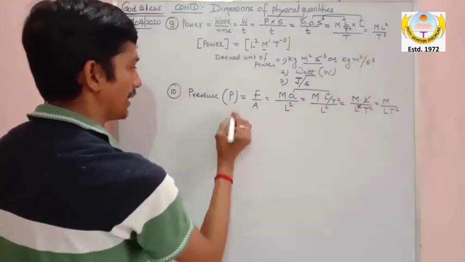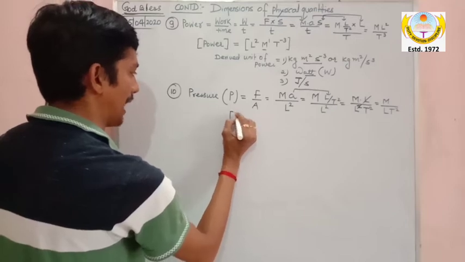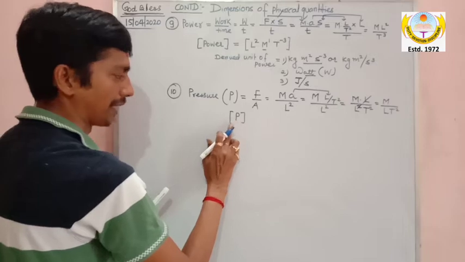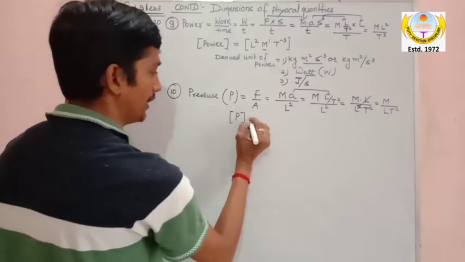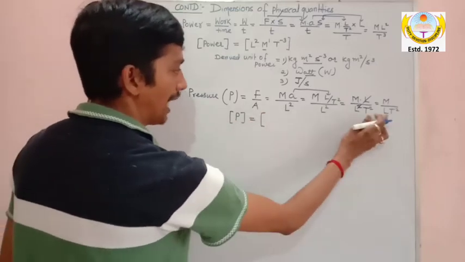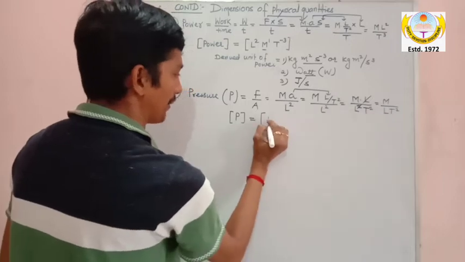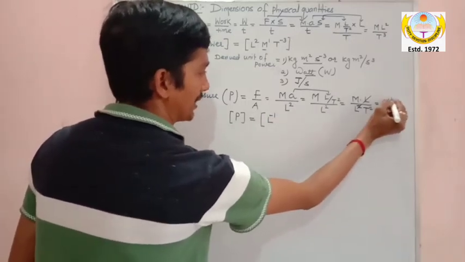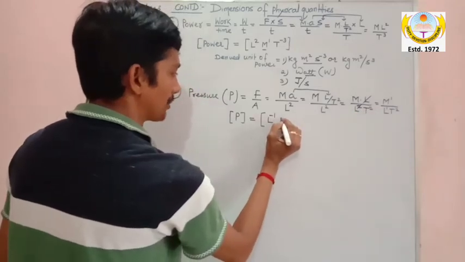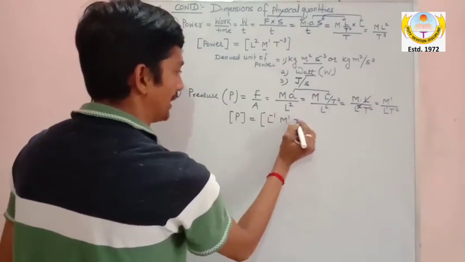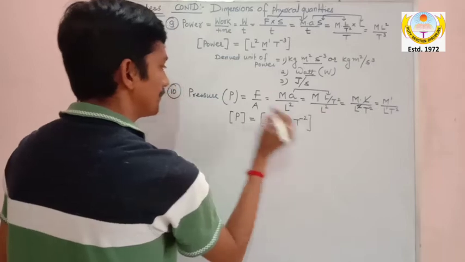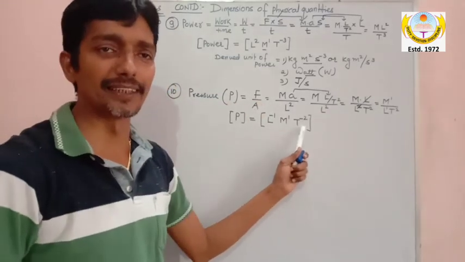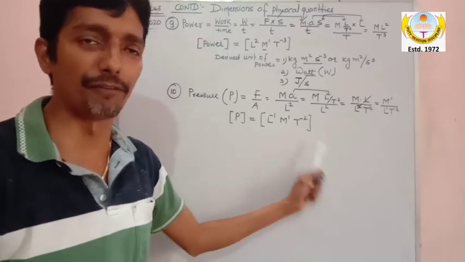So here, my dear, what is the dimension of pressure? The dimension of pressure, dimension in box brackets, how will you read it? Dimension of pressure is equal to L. L is in the denominator, it will go up and become -1, because here it is 1 and here it is 1. So L power -1, M power 1 and T power -2. I hope it is clear, my dear. This is the dimension of pressure in front of you.